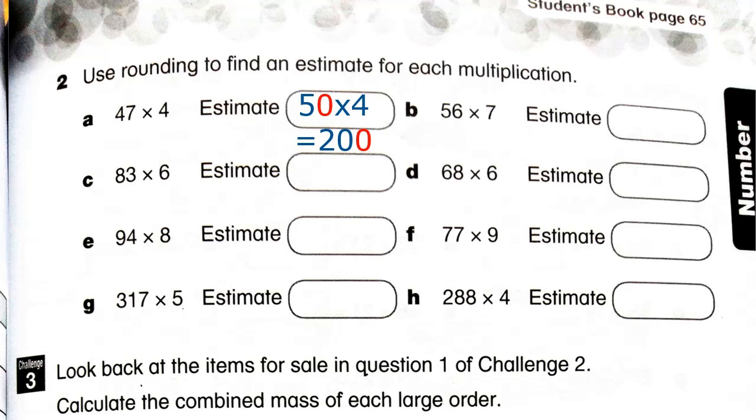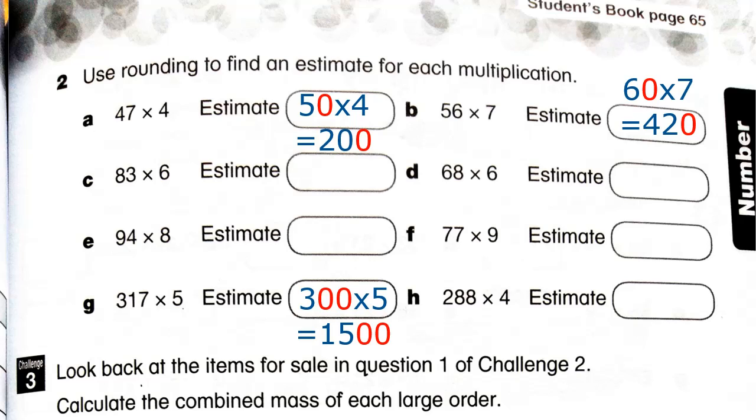B, 56 multiplied by 7. Because of 6, I'm going to round up. 56 is going to turn into 60. And 60 multiplied by 7 is 420. I'm going to choose G now. 317 multiplied by 5. I'm rounding to the nearest hundreds here. And I will look at the neighbor, which is the tens. Because of the tens, which is 1, I'm going to round down. 317 will be rounded down to 300. So 300 multiplied by 5 is 1,500.